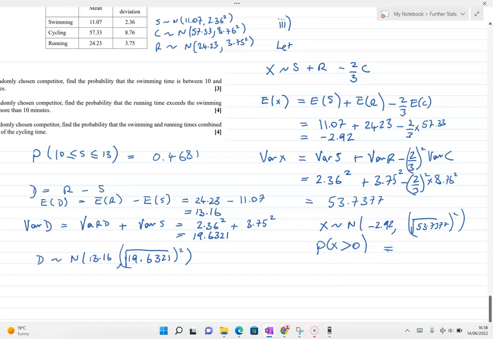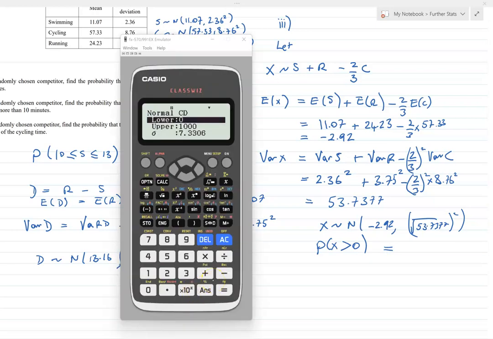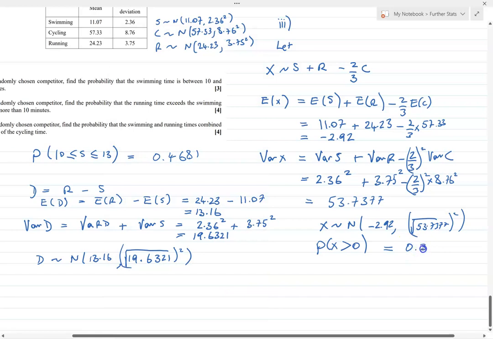So bringing up the calculator one more time, lower 0, because we want the probability X is greater than 0, upper some very unlikely large number on the right hand tail. The standard deviation here is the square root of 53.7377, which you can type in. The mean is negative 2.92, and so we get the answer 0.3452. Okay, that's it.